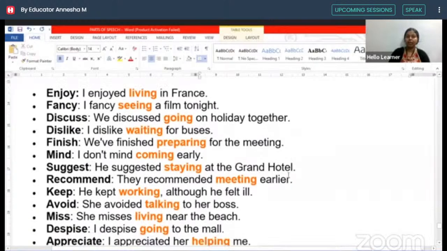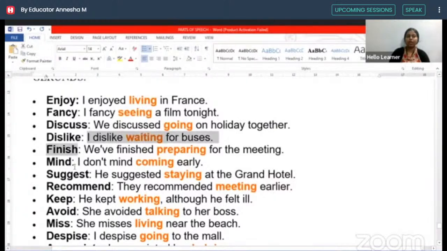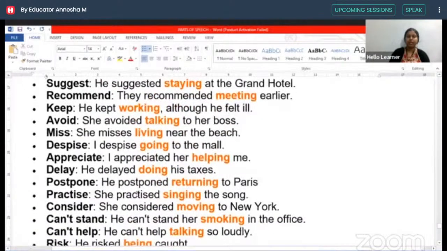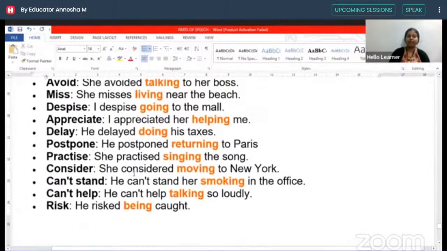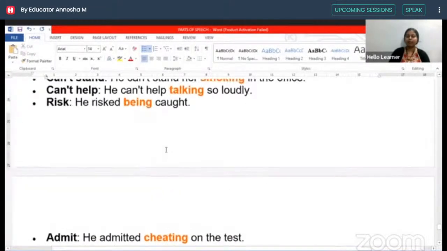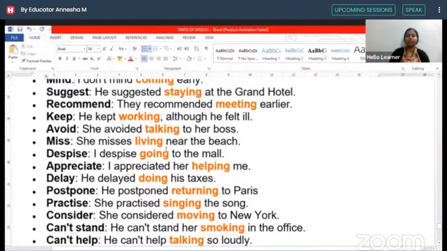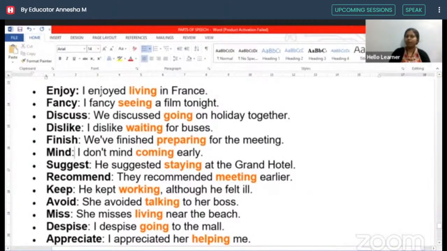So क्या है ये हमारे कुछ शब्द जो verbs है? The words are enjoy, fancy, discuss, dislike, finish, mind, suggest, recommend, keep, avoid, miss, despise, appreciate, delay, postpone, practice, consider, can't stand, can't help, risk, admit, deny, mention, imagine, tolerate, understand, involve, complete, report, anticipate, and recall. ये सारे हमारे verbs हैं जिनके बाद हमेशा सिर्फ gerund ही लगते हैं, कभी भी infinitive नहीं लगते. Right? So we will do them one by one.